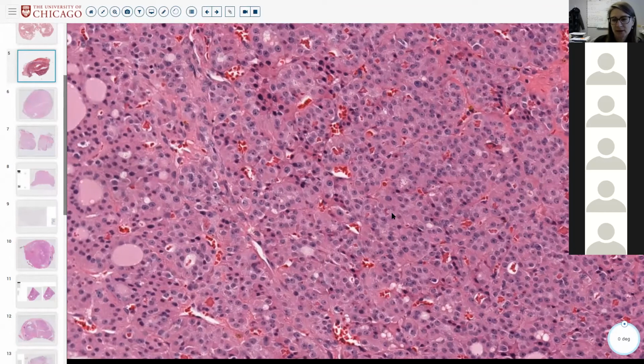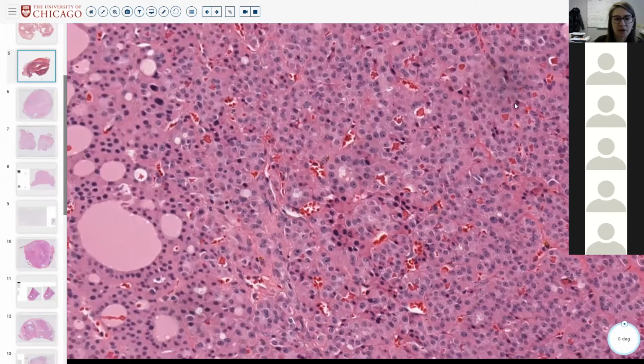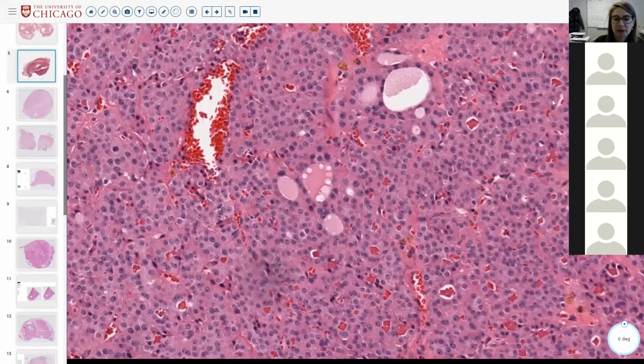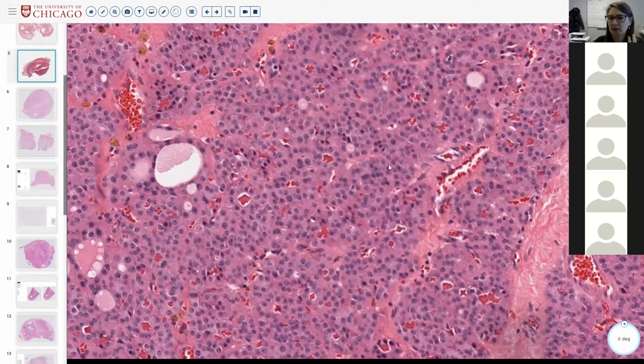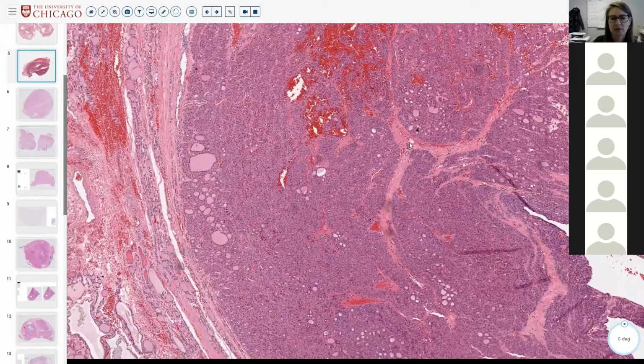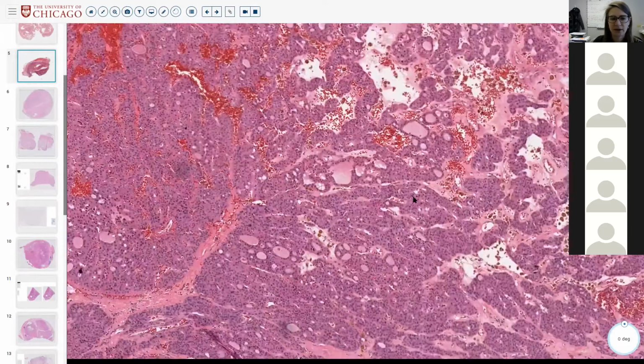Oncocytes have abundant granular eosinophilic cytoplasm because they are full of mitochondria. They have large nuclei with arguably prominent nucleoli because they are very metabolically active, making a lot of proteins, et cetera. And so when you see oncocytes in the thyroid, you can call them Hürthle cells, just don't call them Hürthle cells outside the thyroid.